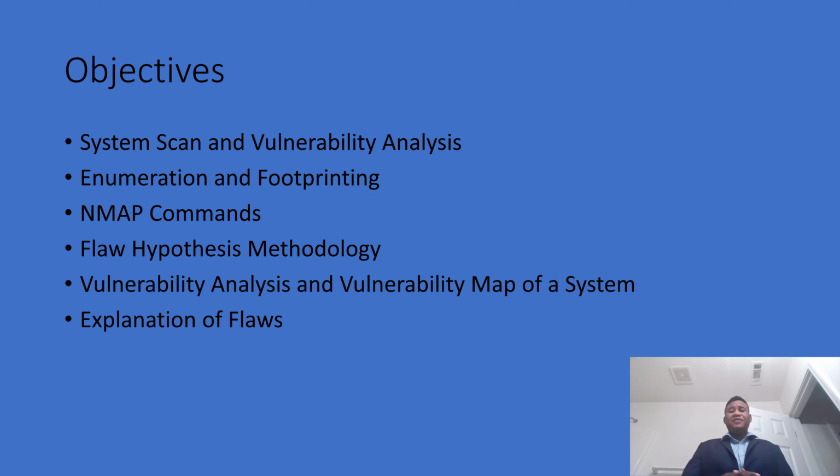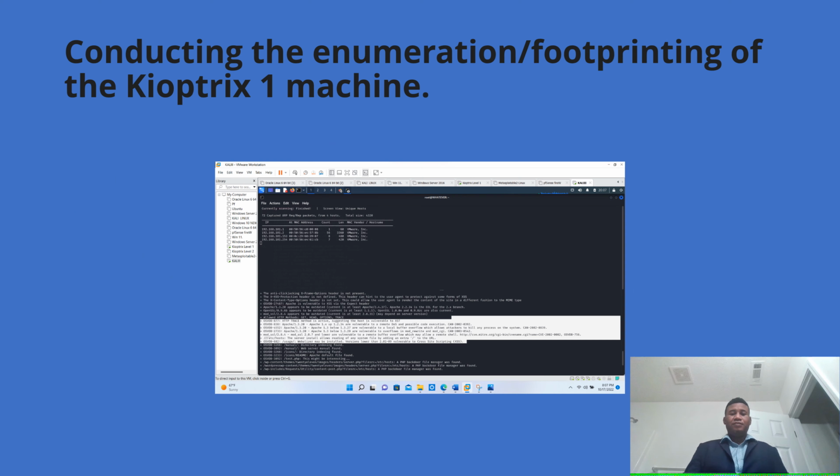The objectives of this presentation include system scan and vulnerabilities analysis, enumeration and footprinting, Nmap commands, flaw hypothesis methodology, vulnerabilities analysis and vulnerability map of a system, explanation of flaws. Conducting the enumeration through footprinting of the Qualtrics-1 machine.